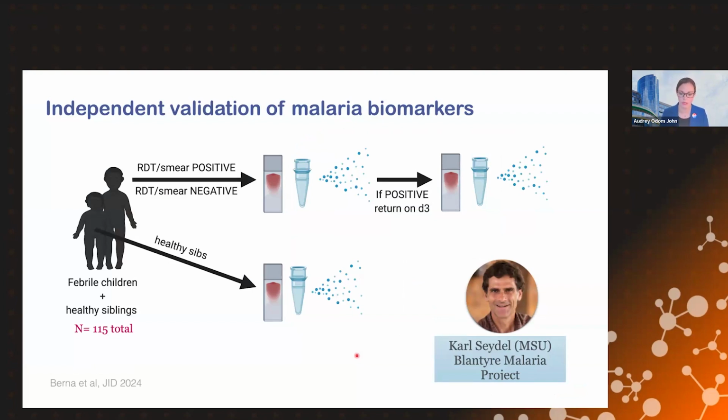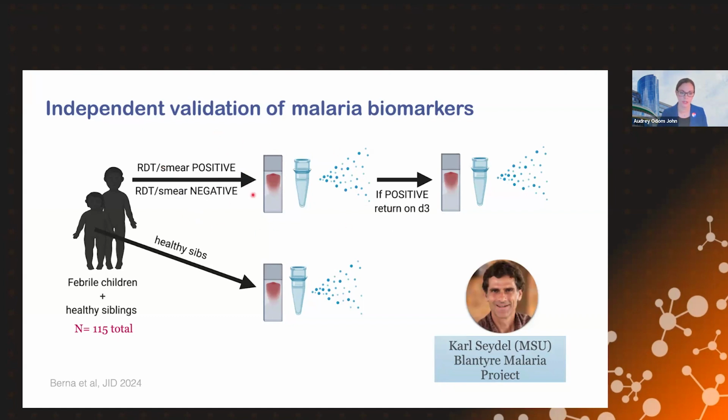And so this work has been done in collaboration with Carl Seidel, based at Blantyre, Malawi. So also Malawi, but a different institution. And in this case, we enrolled febrile children. So again, children coming to the emergency room with fever under evaluation for malaria. We also were able to enroll a lot of healthy siblings that were sort of along for the ride, as it were, in the emergency room. And that gave us a healthy child comparison cohort as well. Over 100 children total in this study.